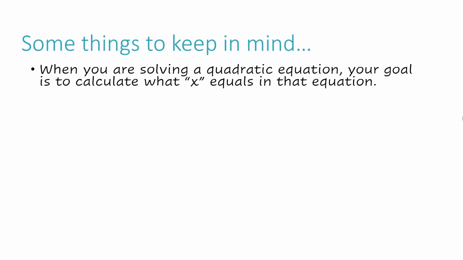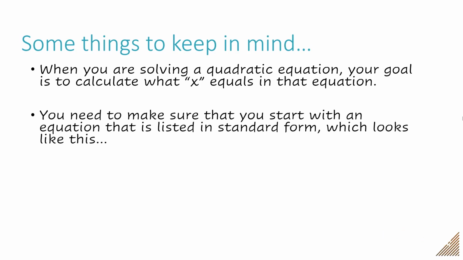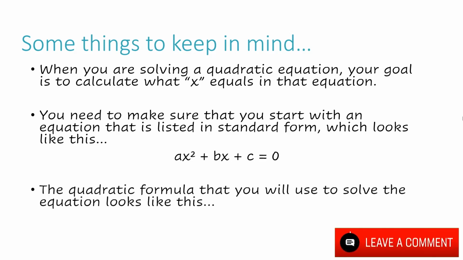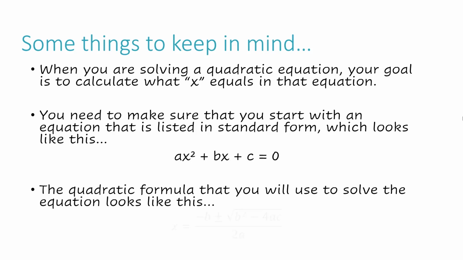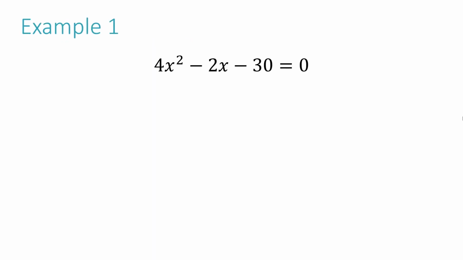When you're solving a quadratic equation, your goal is to calculate what x equals in that equation. You need to make sure that you start with an equation that is listed in standard form, which looks like this: ax squared plus bx plus c equals 0. The quadratic formula that you'll use to solve the equation looks like this: x equals negative b plus or minus the square root of b squared minus 4ac all over 2a.